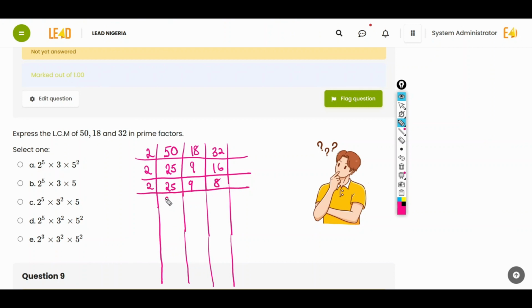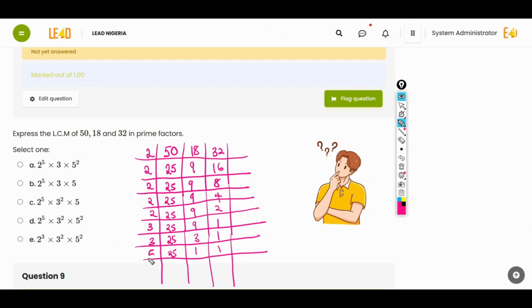2, 25, 9, and 4. 2, 25, 9, and 2. 2, 25, 9, and 1. So I'm done with 2. I think I move on to 3 now because of 9. So 25, 3, and 1. 3, 25, 1, 1. Now I can move on to 5. 5, 1, 1. And finally 1, 1, 1.